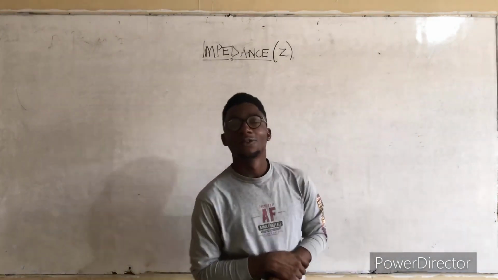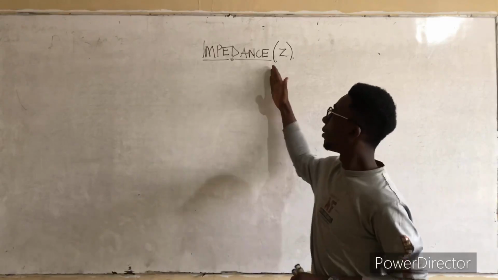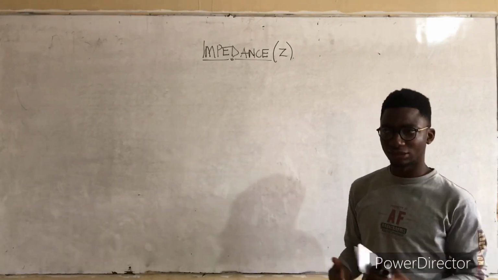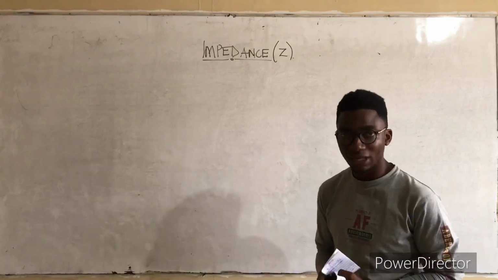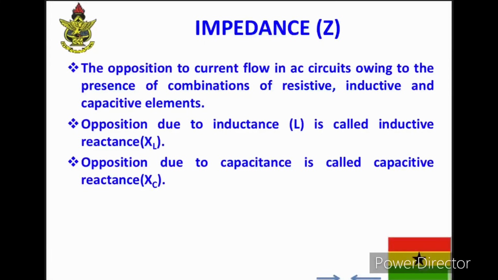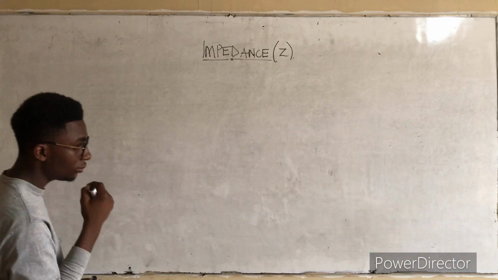Hello people, we are back once again, and today we'll be talking about impedance. Now let's check on the slide and look at the definition for impedance. The opposition to current flow in AC circuits owing to the presence of a combination of resistive, inductive, and capacitive elements. Opposition due to inductance is called the inductive reactance, and opposition due to capacitance is called the capacitive reactance. And this opposition is known as impedance.